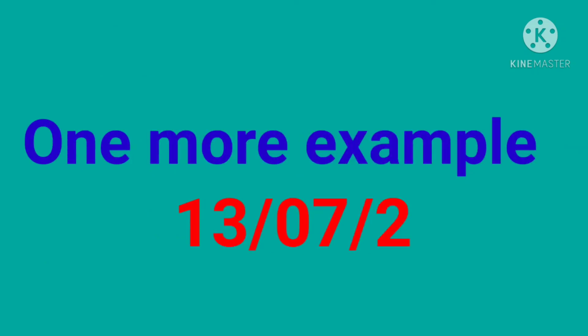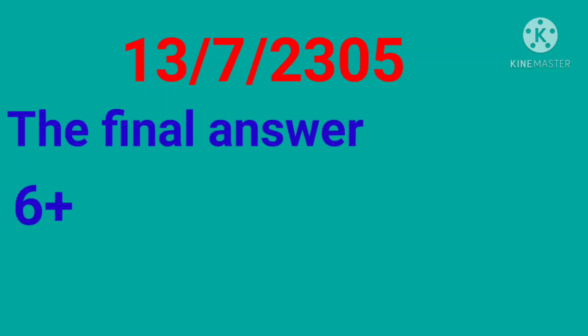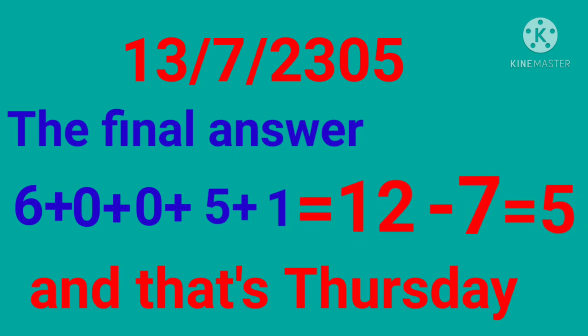And one more example, 13 7 2305. And finally we write the final answer, 6 plus 0 plus 0 plus 5 plus 1 equals 12. 12 minus 7 is 5, and that's Thursday.